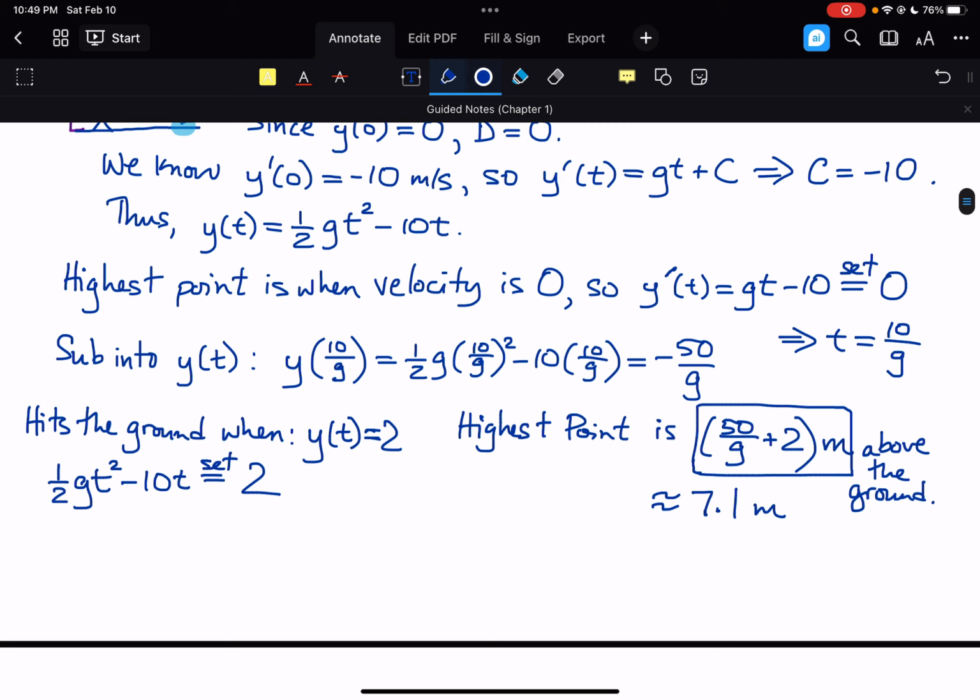If you solve this out for t, it doesn't work very nicely. It's not something that we can factor. So we need to involve something like the quadratic formula or completing the square, one of those algebraic techniques. But we do end up getting 10 over g plus the square root of 400 plus 16g, over 2g seconds.